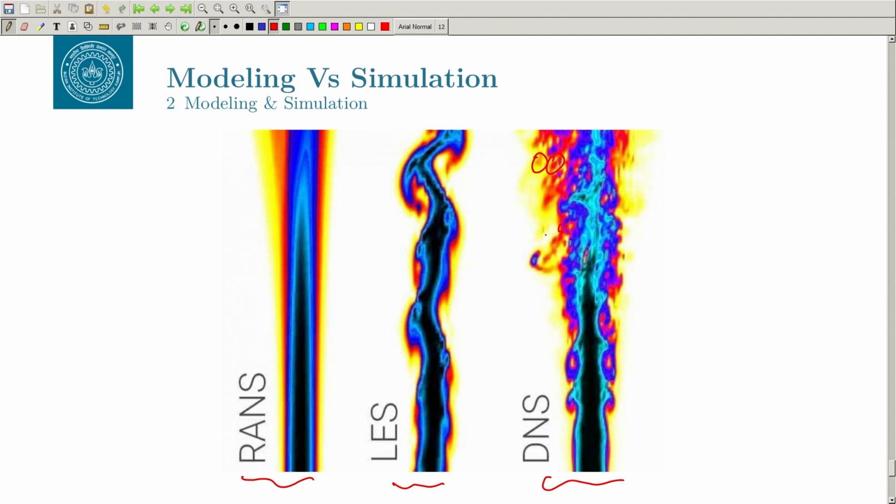So, in the next class, we will start getting the full picture of the RANS. We will start with the RANS equations first for incompressible, then for compressible, and then we will see what turbulence models we require to solve these kinds of problems.